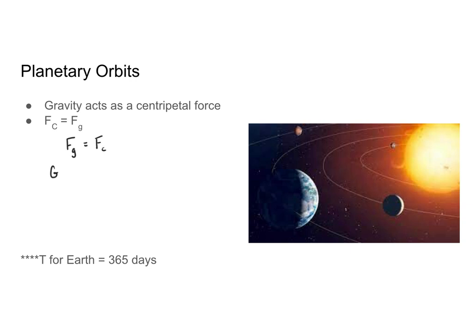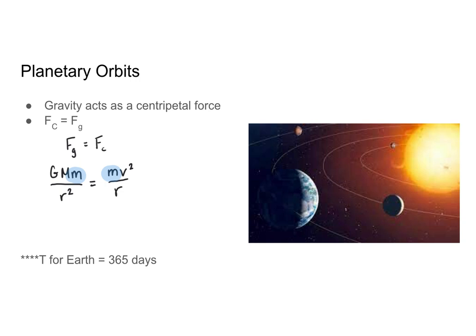We know Fg is equal to G times the mass of the object generating the field times the mass of the object moving in the field, divided by the distance between the two objects squared. And Fc is equal to the mass of the object moving times its speed squared divided by r. One thing I want to point out is that the mass in the centripetal force equation is the mass of the object that's going around. That's the mass of the smaller object, not the mass of the larger object.